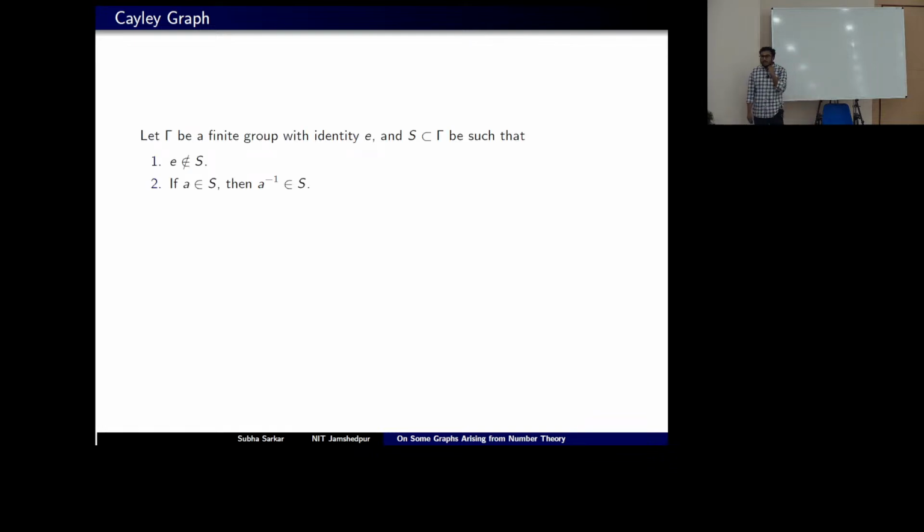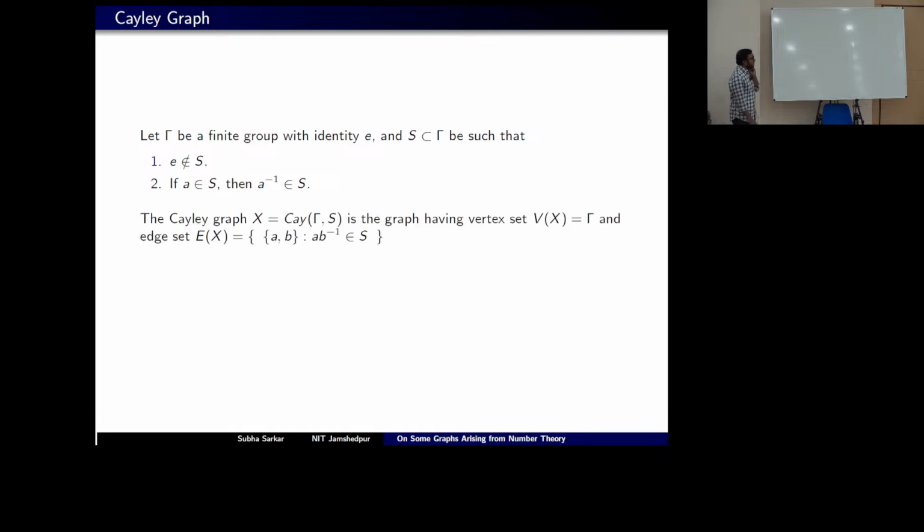Okay. So, let us take gamma to be any finite group with identity e, and we take S as any subset of gamma with these two conditions: the identity should not be inside S, and if a belongs to S, then the inverse of a also belongs to S. That is, it is closed under inversion. We define a graph out of this like this. This is called the Cayley graph of gamma with respect to the subset S. For that, the vertex set is all the elements of gamma, and we define the edge set between a and b.